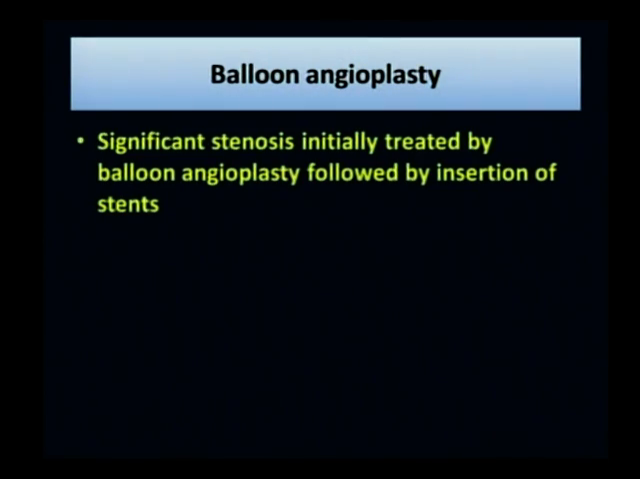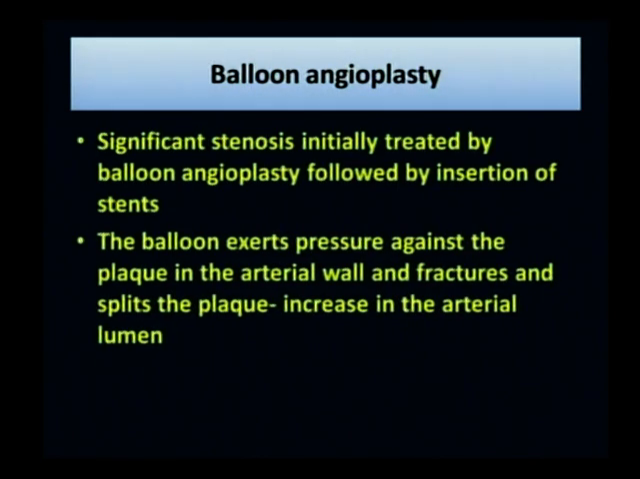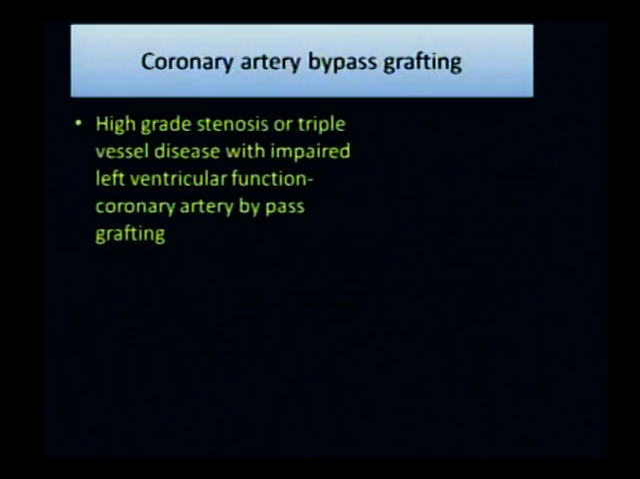Then what are the treatment modalities for coronary artery disease? Balloon angioplasty is for mild stenosis; this treatment will work. Balloon angioplasty is followed by the insertion of stents. The balloon exerts pressure against the wall, and the plaque in the arterial wall fractures and splits, thereby increasing the arterial lumen.